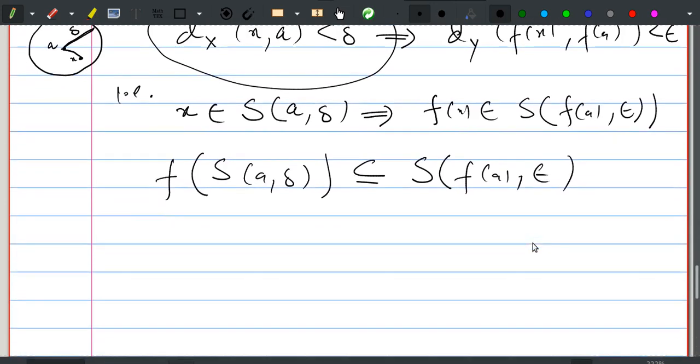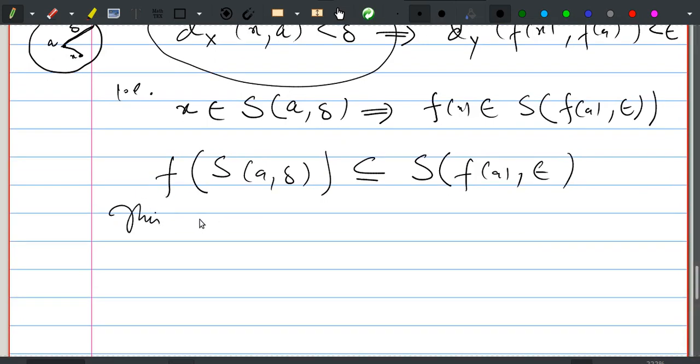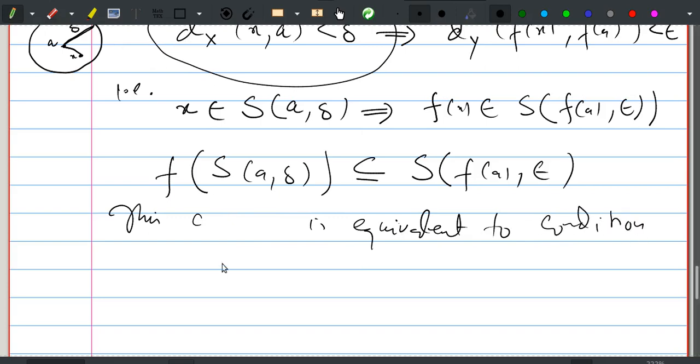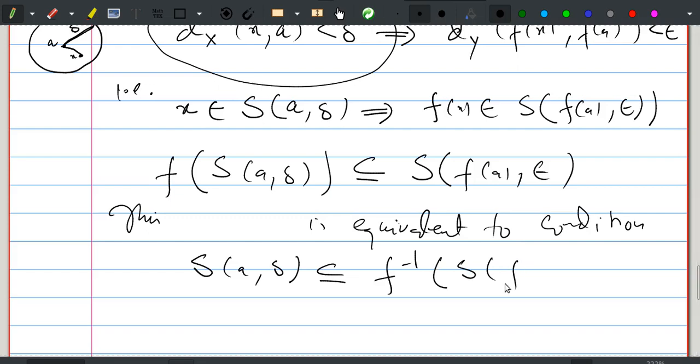Now by the previous observation, this condition is equivalent to the condition that the open ball centered at a and radius delta is a subset of the inverse image under f of the open ball centered at f of a and radius epsilon. So this follows from the previous observation.